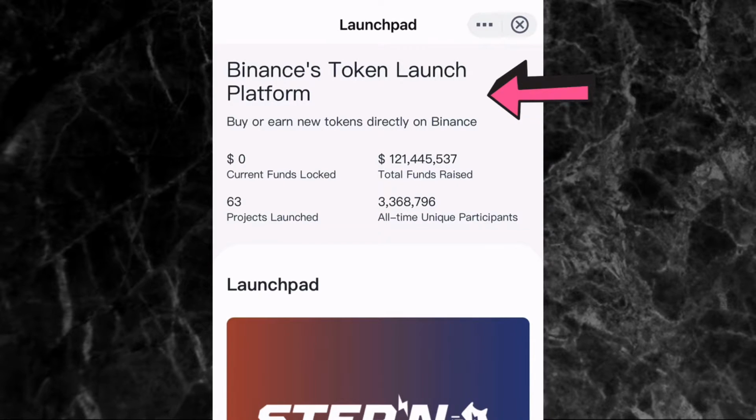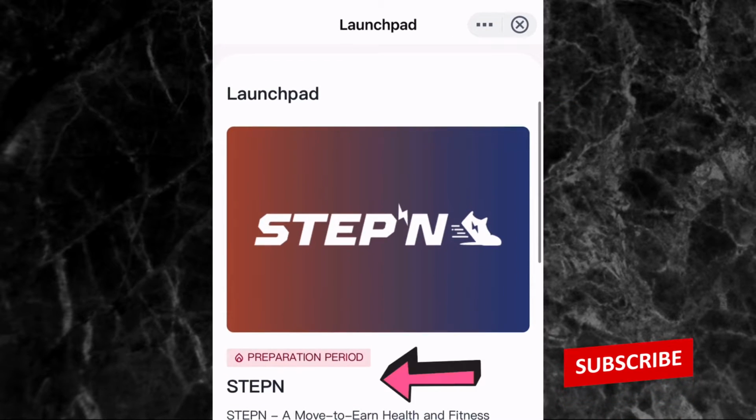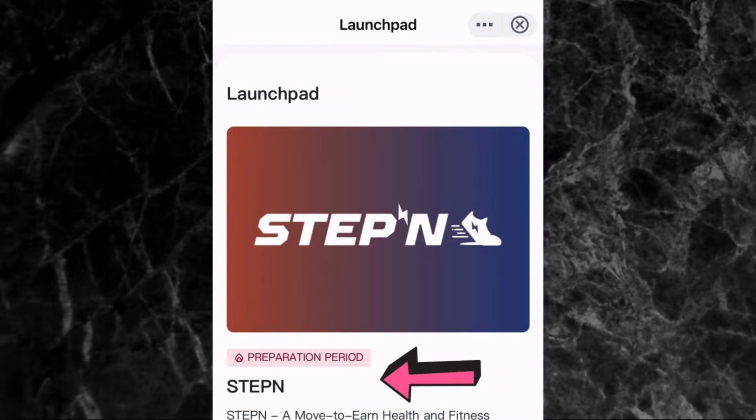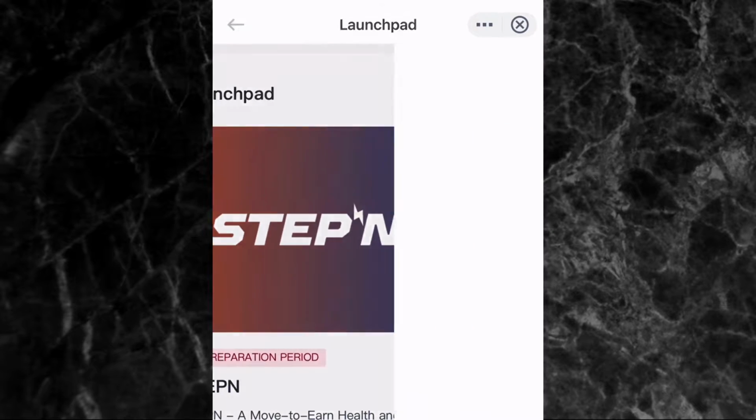As you can see on the top of the screen, Binance Token Launch Platform. Buy or earn new tokens directly on Binance. And if you scroll down, you can see this token that is about to be launched, which is called Stepping. Now we're going to tap on it and see how we can make money from it on Binance Launchpad. So I'll tap on Stepping there.